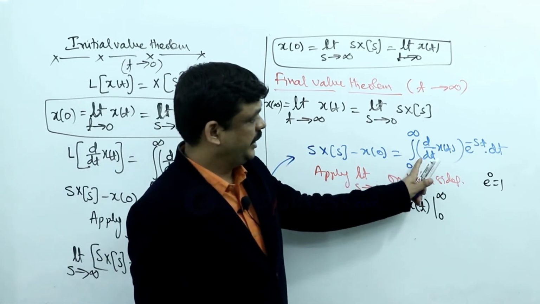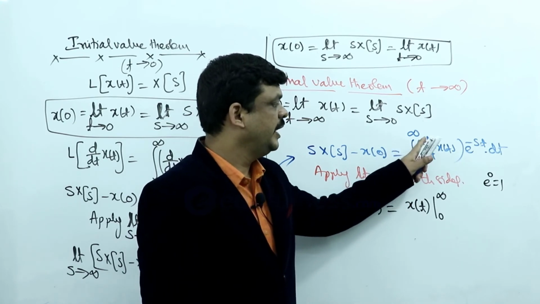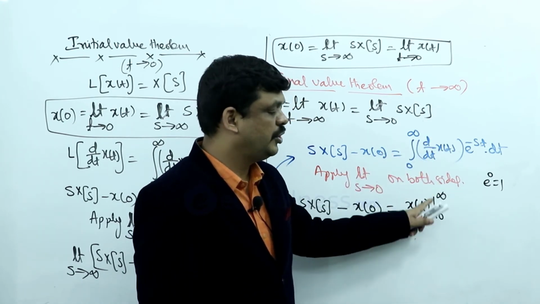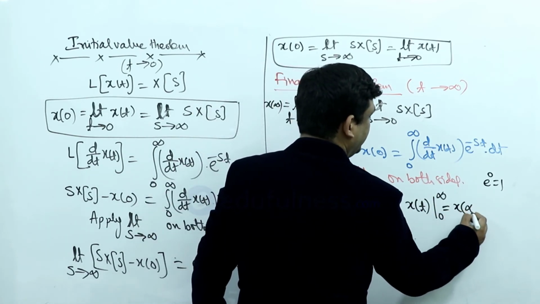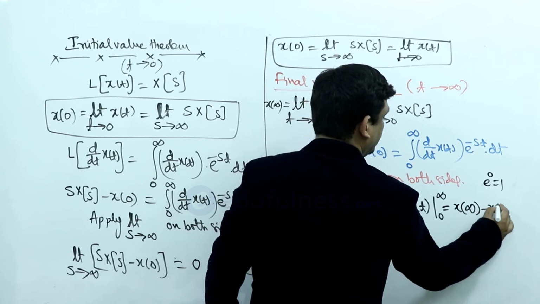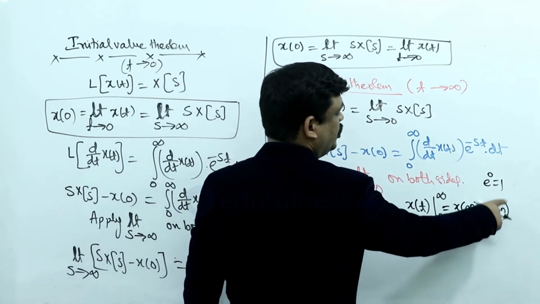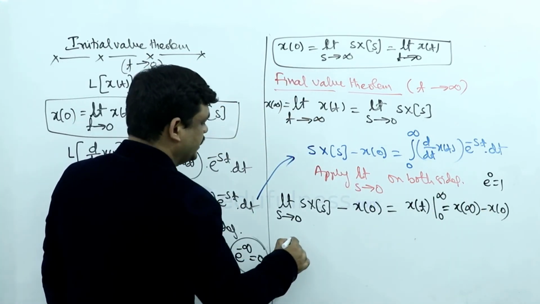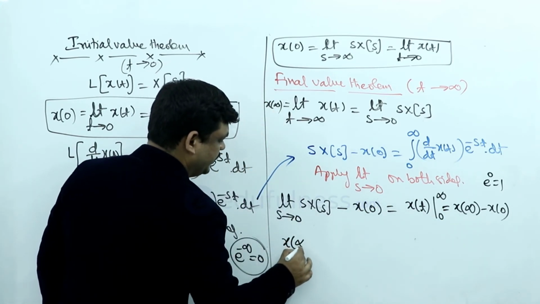Right? So integration of d by dt of x of t is x of t. And the limits are 0 to infinity. Substitute higher limit and lower limit. Higher limit is infinity minus lower limit is 0. So here x of 0 is there, and here x of 0, these two cancel. Then finally what we get is x of infinity.